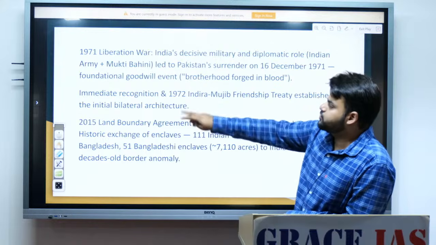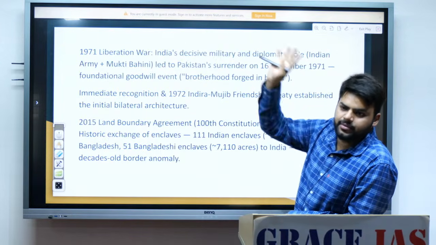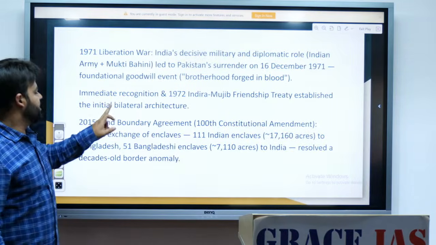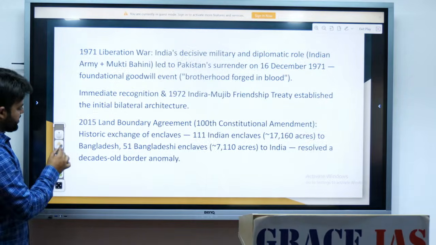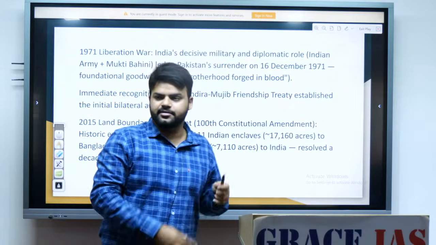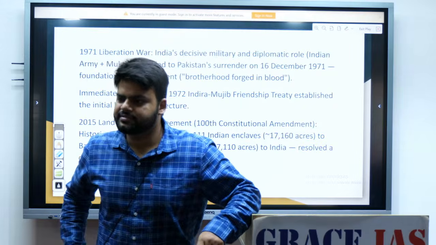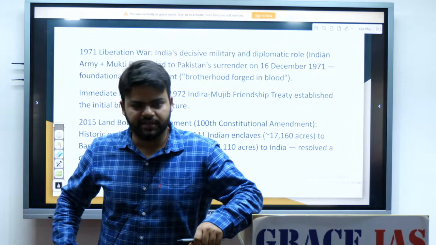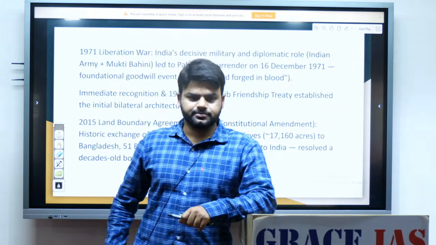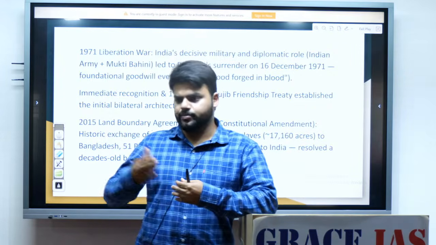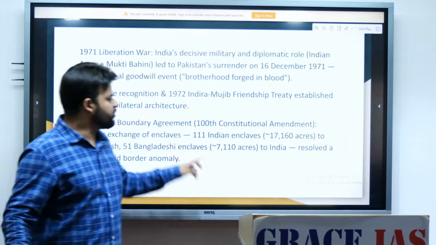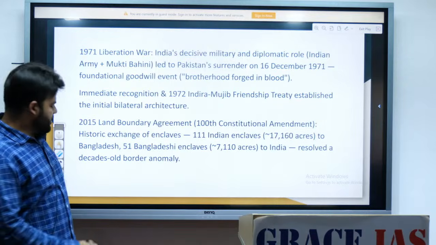India was one of the first countries to recognize Bangladesh. When the Mujib government was formed, new Bangladesh was formed from older Pakistan. India was the first to give its recognition. In polity, have you read about this land boundary agreement, 100th constitutional amendment? What was this? Article 2, Article 3, you remember? What was Article 2? If India occupies any foreign territory, it has to make a constitutional amendment. Remember? This was done in 2015. What happened? I will tell you.